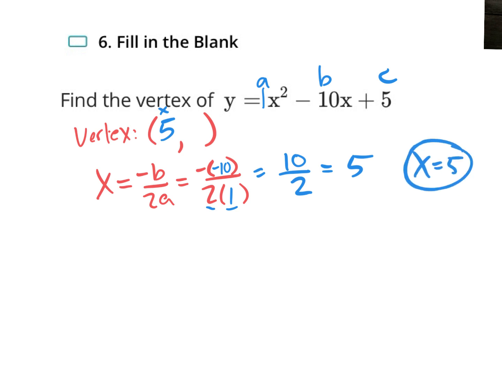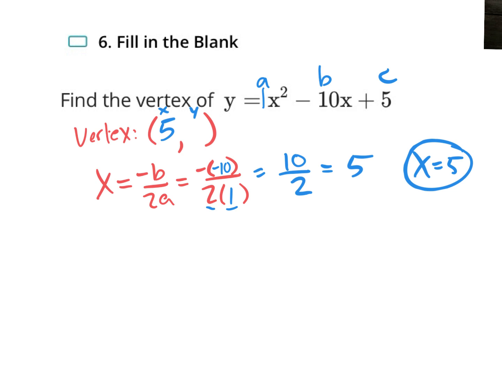Now, we know x equals 5. How do we find the y value? How do we find the y value of the vertex if we know the x value being 5? You plug it in. Where are you going to plug it in? Into the x's. Why the x's? Because this says x equals 5. So here are some x's. We're going to plug in the 5 right into those x's.